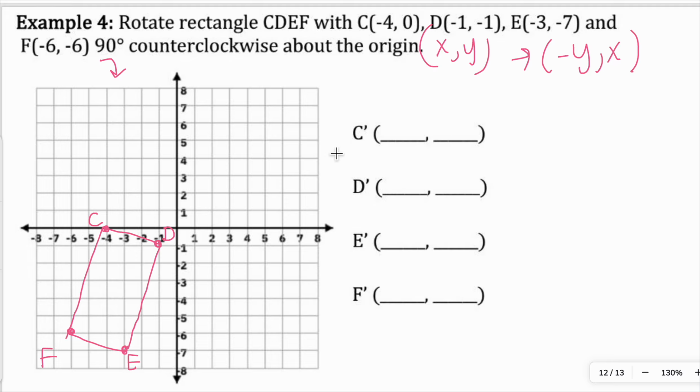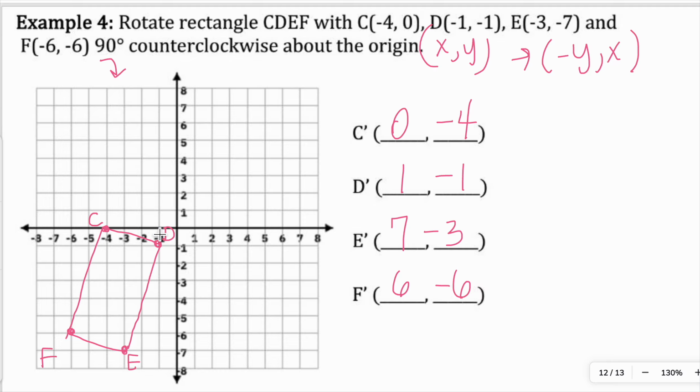All right, hopefully you got a chance to try it. Let's go on and see what happens. I use the rule for this one. So bring my y to the front for C, keep x the same, so 0, -4. For letter D, change my y to its opposite, +1, keep x the same, negative. E, my y is now going to be a 7, keep my -3. And then for my last one, F would be bringing my -6 to be a +6, pushing my x to the back.